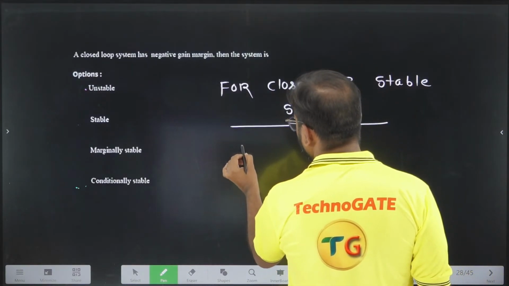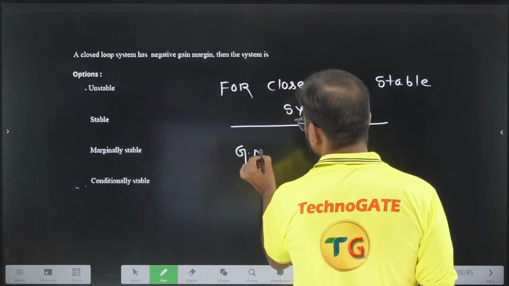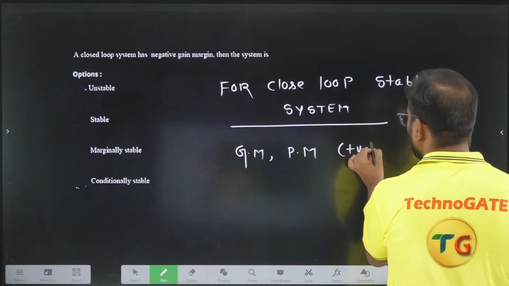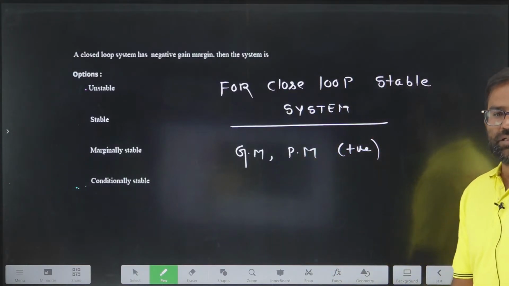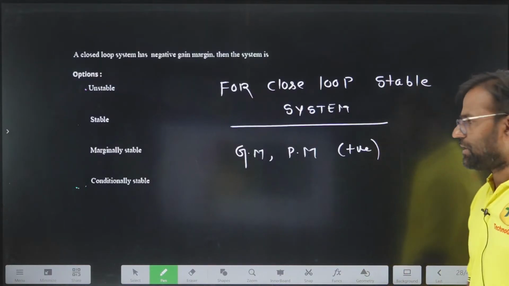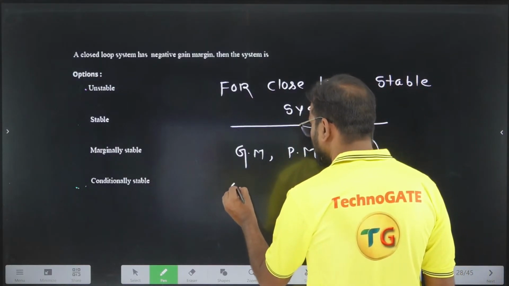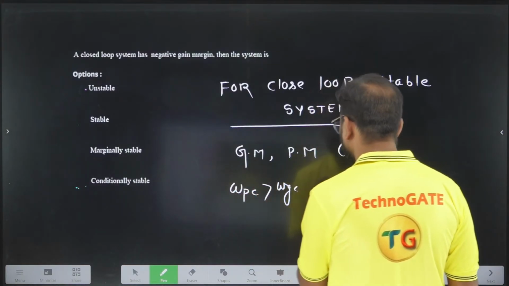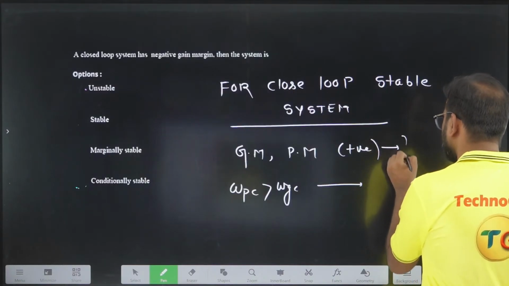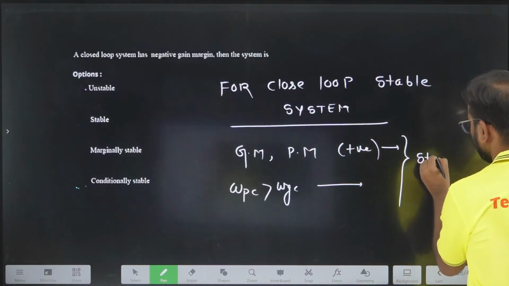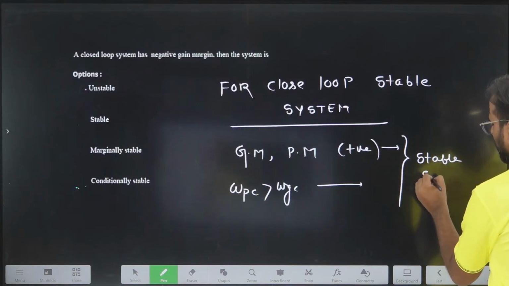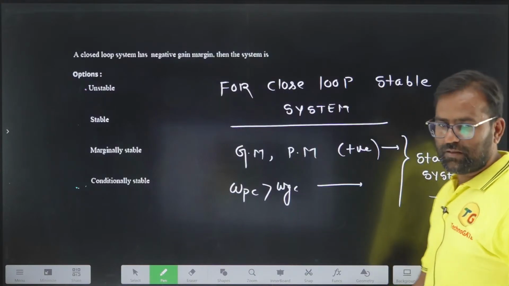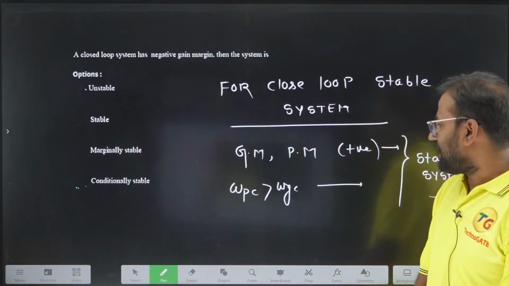we want gain margin and phase margin both should be positive. If we want a closed loop stable system, gain margin and phase margin both should be positive, or the phase crossover frequency should be greater than gain crossover frequency. These are conditions for a stable system. So omega PC is greater than omega GC.